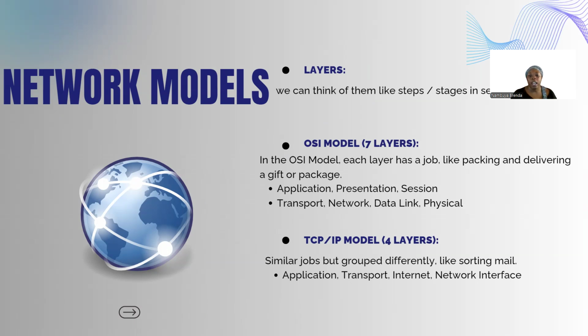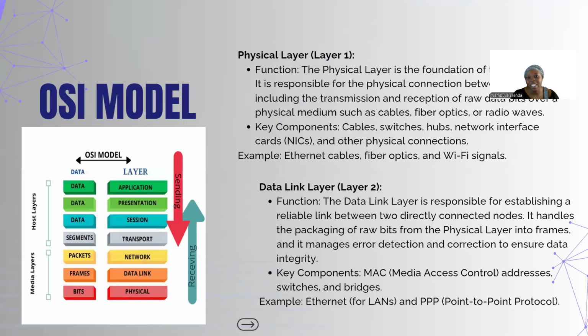Then we also have the TCP/IP model, which only has 4 layers. Can you imagine, it only has four, literally 4. So it's like sorting a mail. You only have the network interface, internet, transport, application. Can you imagine? It only needs 4 to transport something from one phone to the other. Literally. Yeah, I know it's not that good.